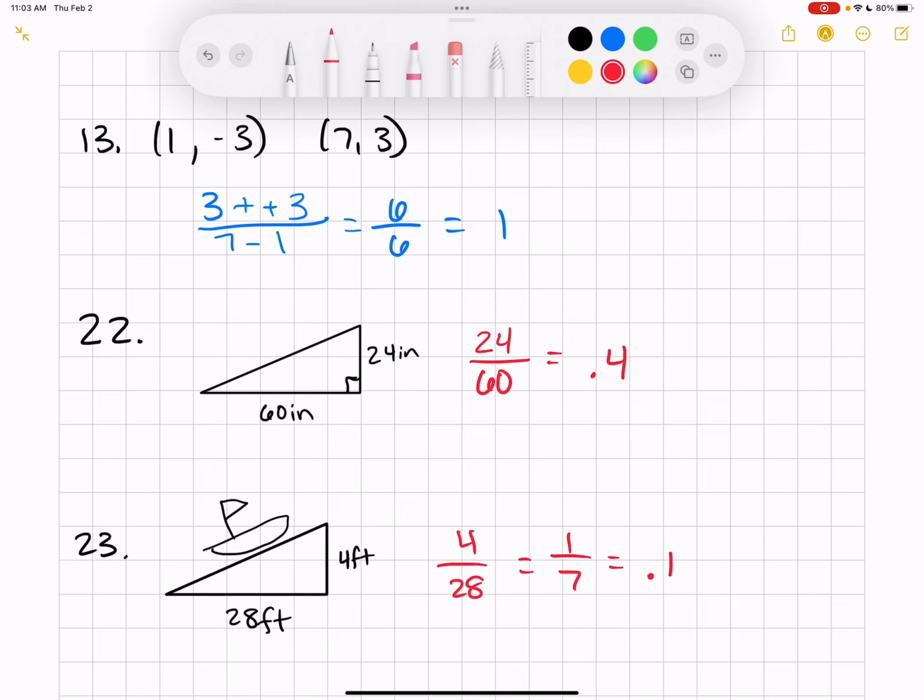Just a second, let me check something. Okay, I'm going to do one word problem for you.